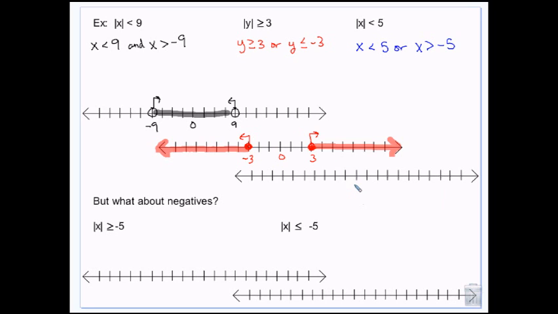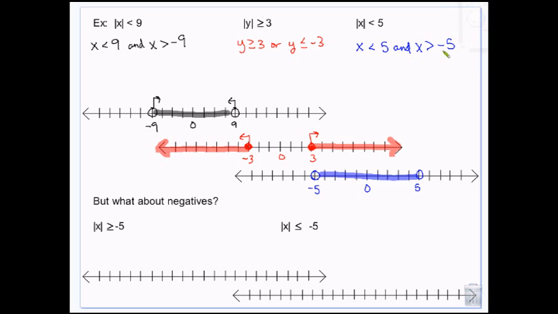Okay, this is an or, which means sorry, not an or, an and. That's my own bad brain right now. 5, 1, 2, 3, 4, negative 5. It's an and, so I'm shading in between the two. Right there.